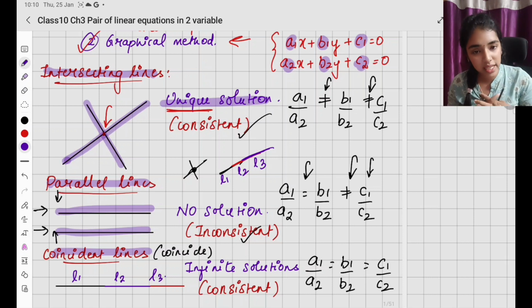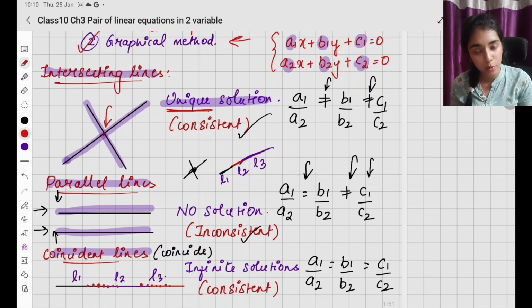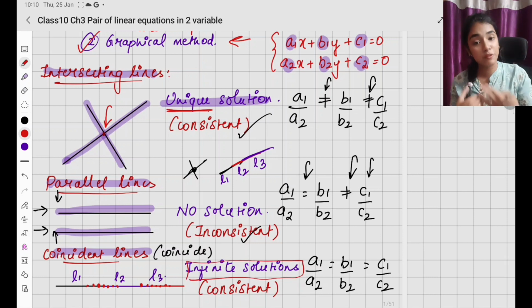Ipa coincident we have many points of intersection. Ipa L1 and L2 ke, you have many points of intersection here. L2 and L3 ke, you will have so many points of intersection. So how many points does it have? It has infinite solutions, okay? One illa, rendu illa, but it has infinite solutions because it has multiple points of intersection.